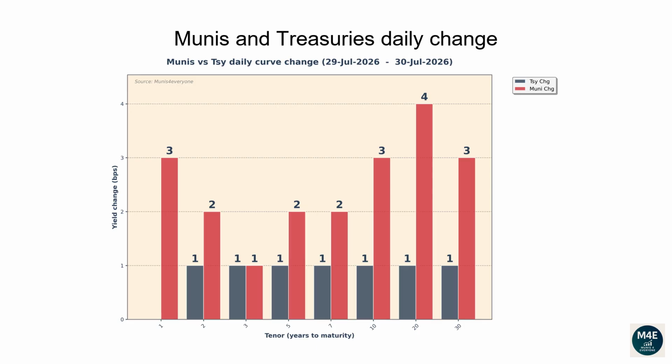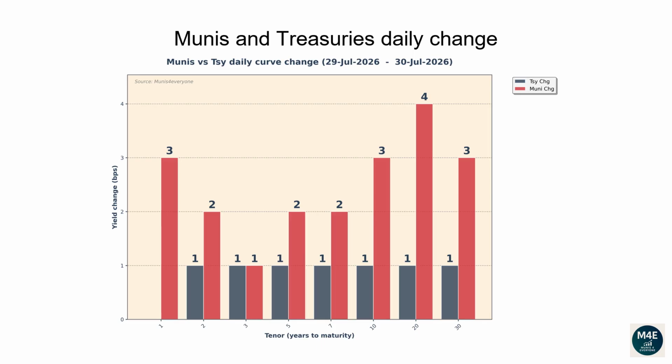Munis and Treasuries daily change. This graph shows how both Munis and Treasury yield curves have changed versus the prior business date. They usually tend to move in the same direction, even though it's not uncommon to see days during which they move in the opposite directions. In general, daily changes between -2 and +2 basis points are quite common. Daily yield changes greater than 5 basis points indicate days with a high level of volatility.